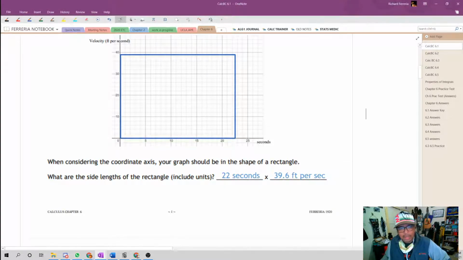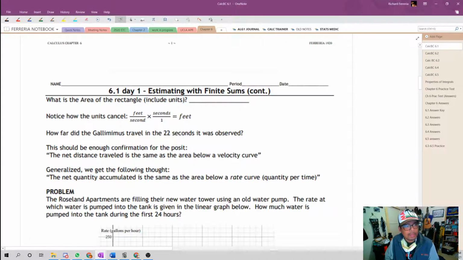And when we look at seconds and feet per second, there is some kind of a correspondence with those units. Seconds over here and feet per second there. So that's probably going to play something into what we're going to be doing here. Maybe you've already heard this in physics or whatnot. Next step here is, what is the area of the rectangle, including units?